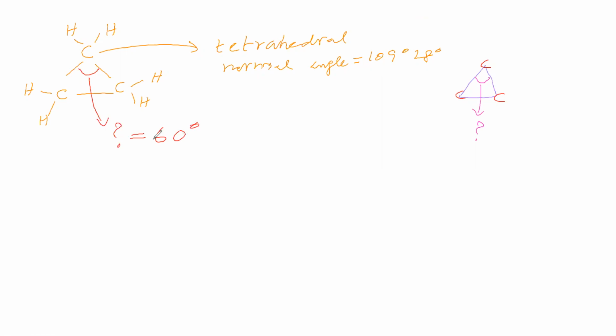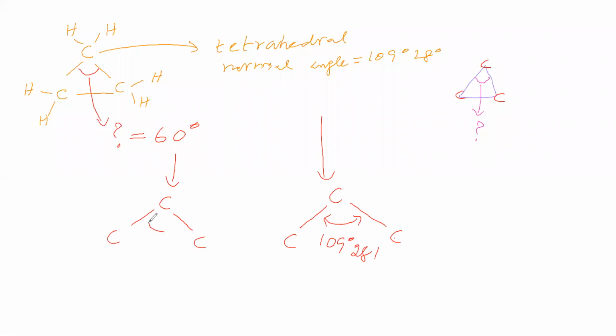Now we will take this one and this one. Here, carbon atoms we will take. Here the normal angle we will take as 109 degree 28 minutes. The experimental angle is 60 degree.